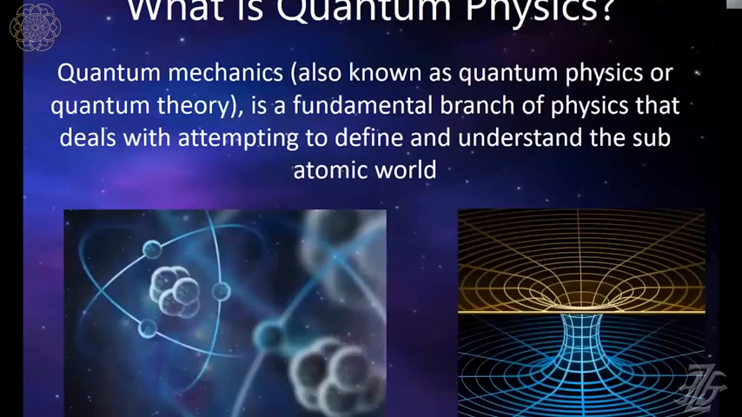What exactly is quantum physics? So for you who don't know, here's a little explanation of quantum physics. Quantum mechanics, which is basically the mechanics of everything on the quantum level, how everything works on the quantum level, is also known as quantum theory. It's a fundamental branch of physics that deals with attempting to define and understand the subatomic world. So what is a subatomic world? We have the atom and we have everything below it, what the atom's made out of, electrons, protons, photons, the nucleus, then even below that, the frequencies.